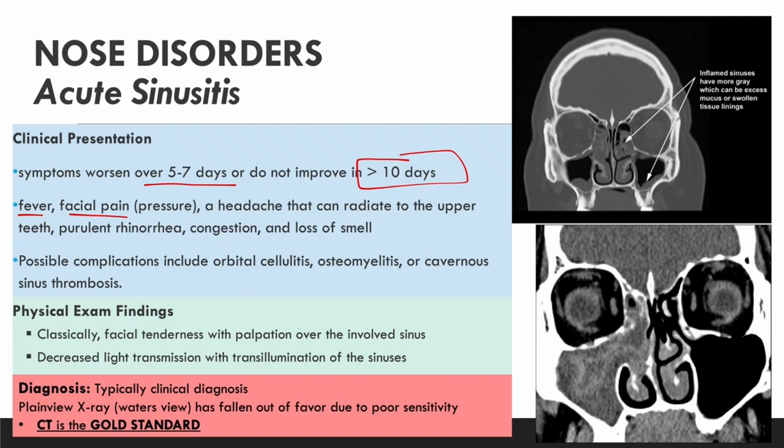Complications, because the sinuses are all connected within here, you can get orbital cellulitis, cavernous sinus thrombosis, osteomyelitis. Those are more rare findings. Classically, on physical exam, you percuss and palpate the sinuses and they are tender. You can also use light to do transillumination, although I've never done it, and it will look more opacified because it's filled with mucus. Diagnosis, like I mentioned, is usually clinical. However, if you're concerned, you can get a plain x-ray with a Water's view, although we don't use that very often. Usually CT is the gold standard if we are concerned. We don't have to get a CT to make the diagnosis, though.